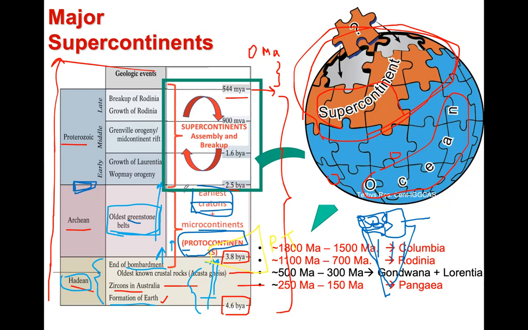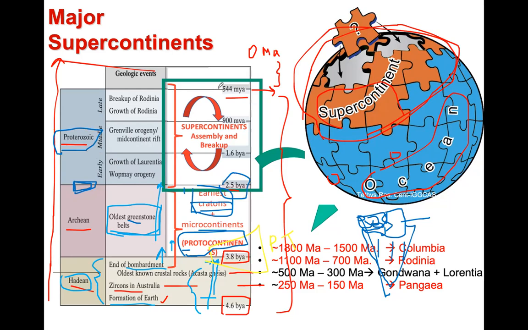They evolved, and in the Proterozoic time here, there are actually three divisions in the Proterozoic. We call them early Proterozoic, middle Proterozoic, and late Proterozoic. Actually, this Proterozoic period, you can see, starts from 2.5 billion years and extends up to 550 million years.